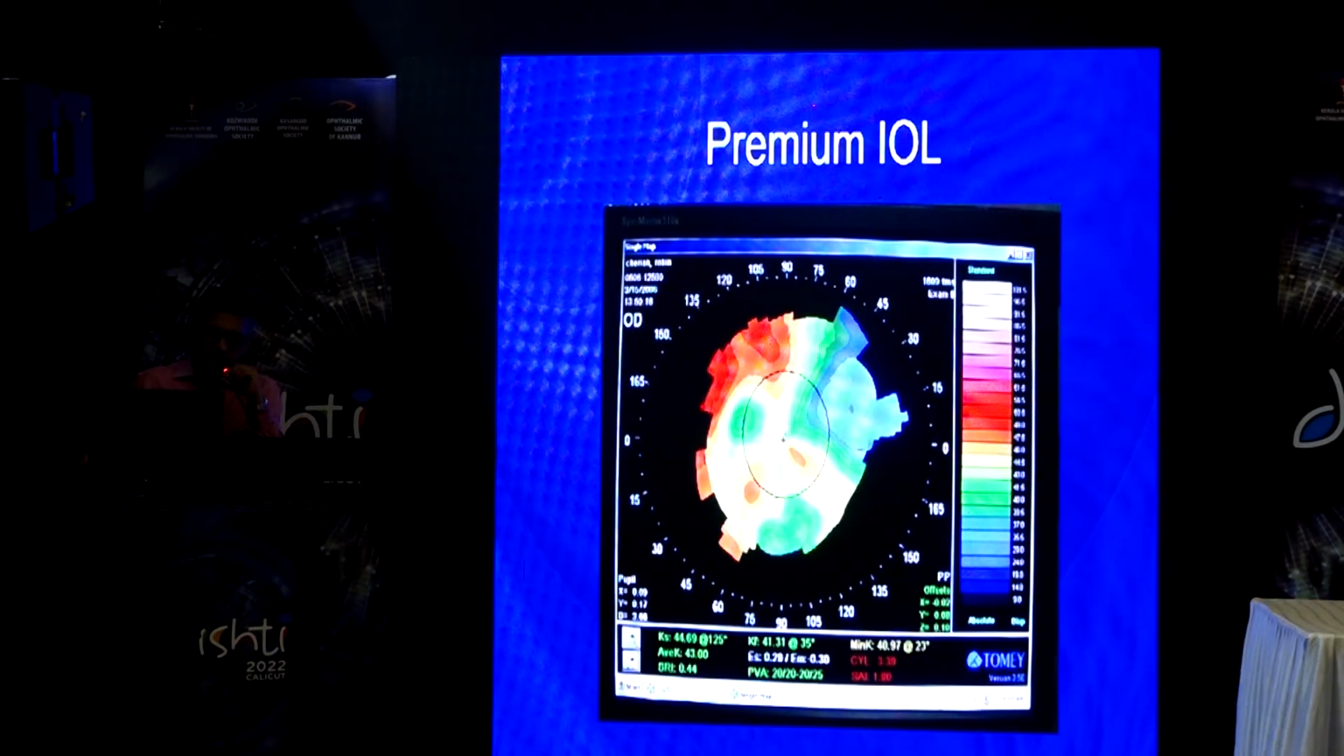So this is a patient who came for a premium IOL surgery. Actually, this is a patient who had a keratoplasty some 20 years ago. And he asked whether it is possible to do a multifocal IOL. So what do you think?